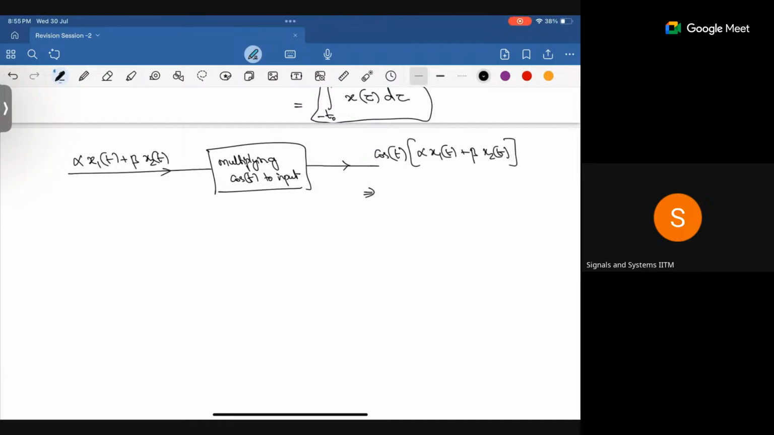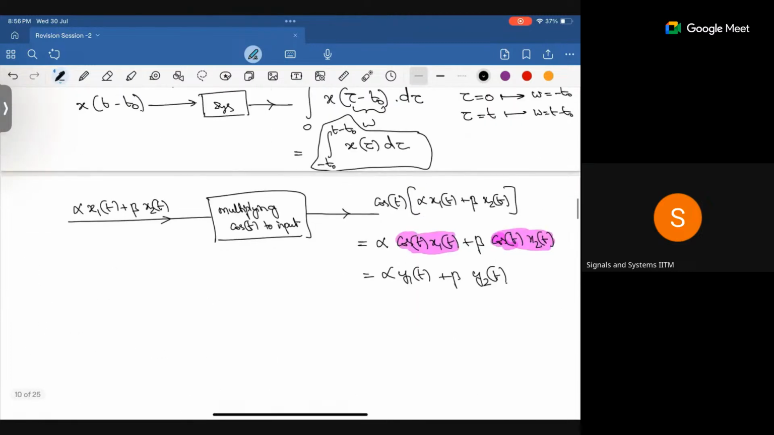Right? And if you simplify this, alpha cos t x1 of t plus beta cos t x2 of t. And what is this? This is the output of x1 of t. This is the output of x2 of t. So this will be alpha y1 of t plus beta y2 of t. So it is linear. Okay.